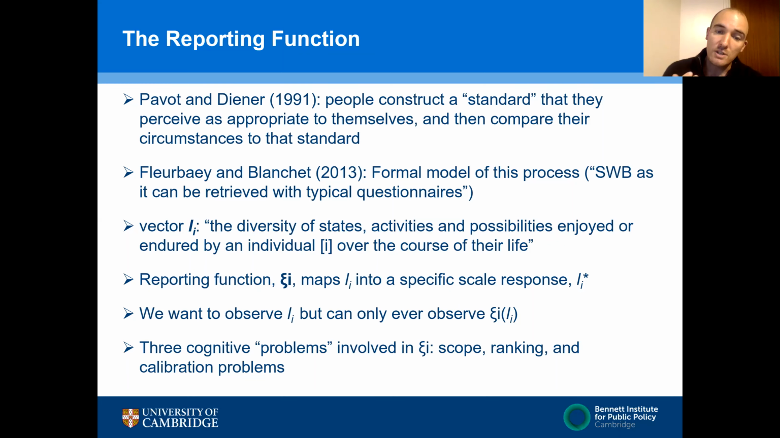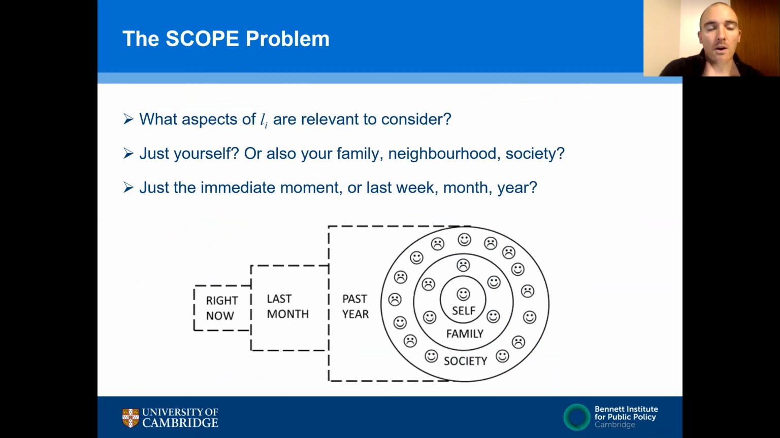Now, there are three cognitive problems involved in the reporting function: the scope, ranking, and calibration problems. They're all quite complex cognitive exercises, and that might give rise to scale norming over time. All right, so the first one is the scope problem. The scope problem is what aspects of Li, what aspects of possible lives, are things that you consider relevant when reporting your life satisfaction?